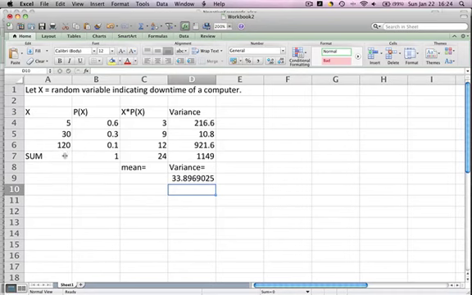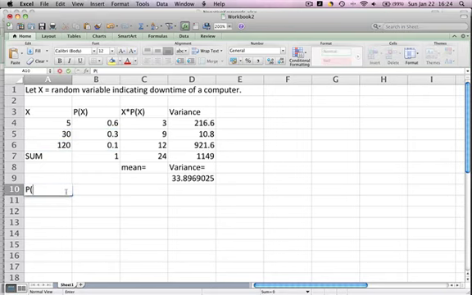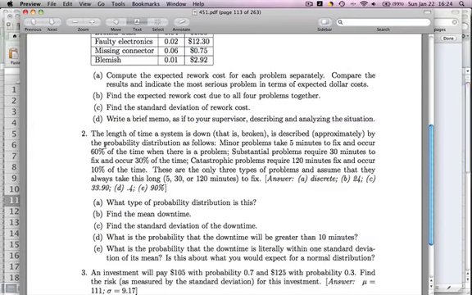All right, well, let's go look at our table. Which of these events constitute a downtime greater than 10 minutes? Well, certainly these two do. The first one doesn't, it only takes 5 minutes. So the way we would write this is, what's the probability that x exceeds 10 minutes? And this is just going to equal the sum of these two. So 0.3 plus 0.1, and the answer is 0.4. So there's a 40% chance of a downtime being greater than 10 minutes. And sure enough, that is the correct answer. Let's go on to part E.